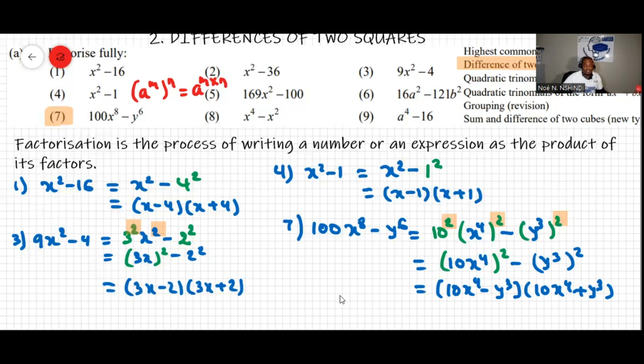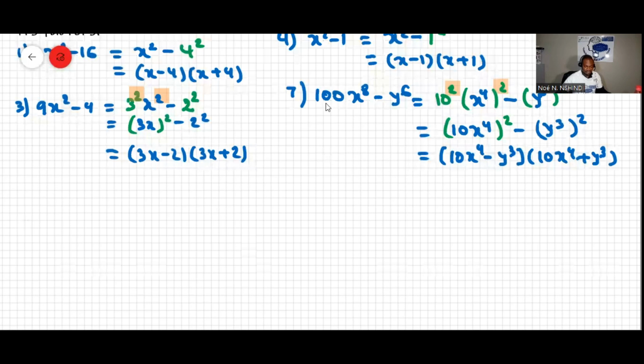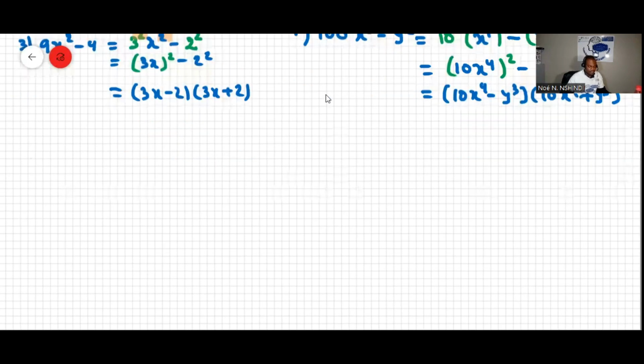Now we can do another example. We can do the same way we did 7. We can also do question 8. I think we need to do question 8 because it's a bit different. Question 8 says x to the power of 4 minus x squared.